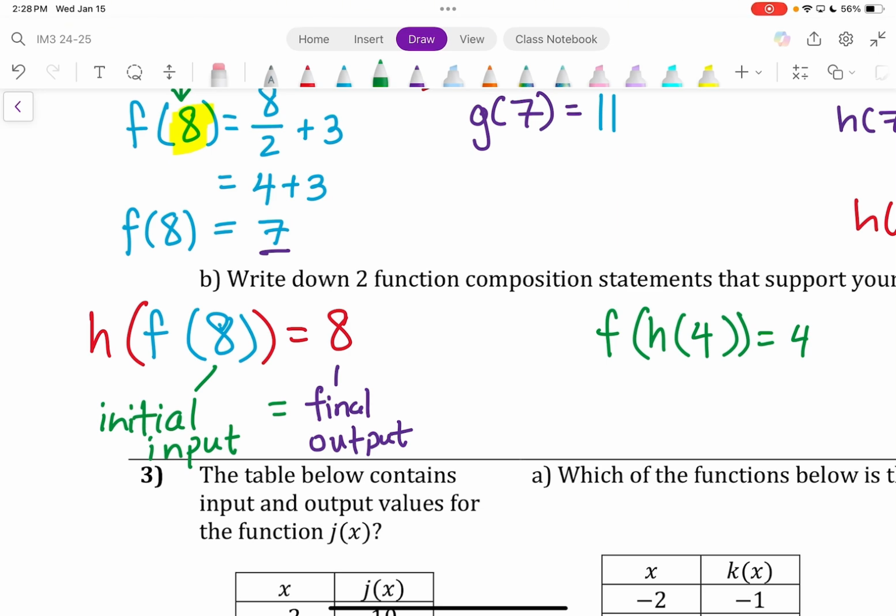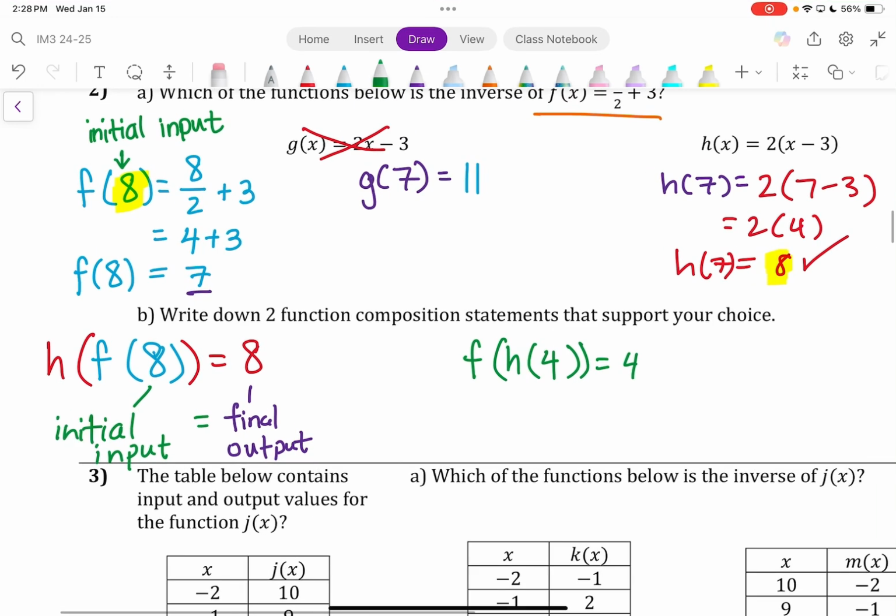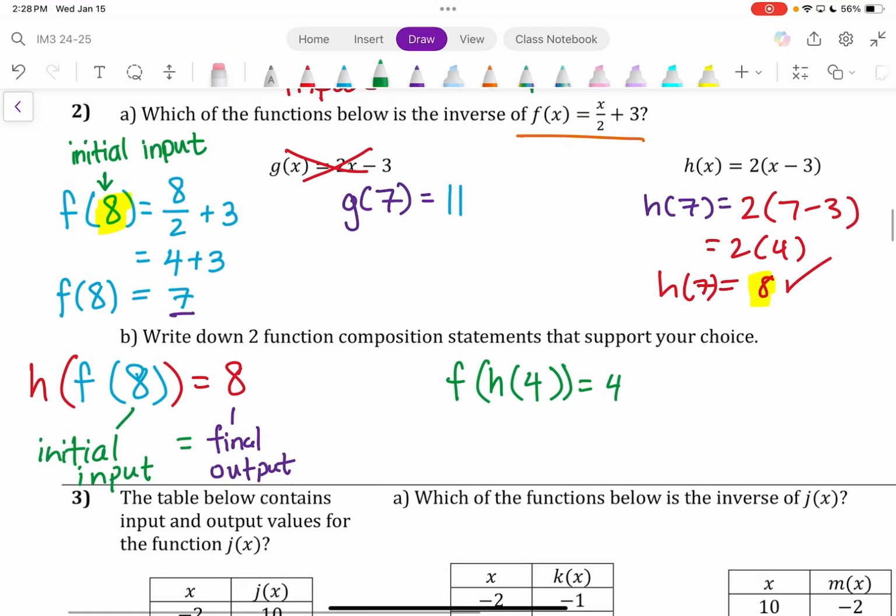Okay? So we don't actually have to do any calculations for the second statement. You just want to write a statement where the initial input and the final output are the same. All right, so that is the first method with equations. Are there any questions before we move on to tables?